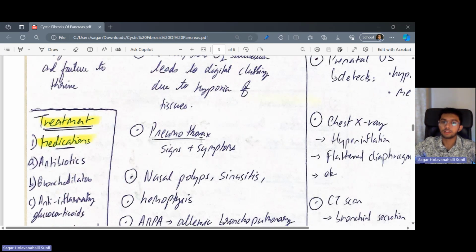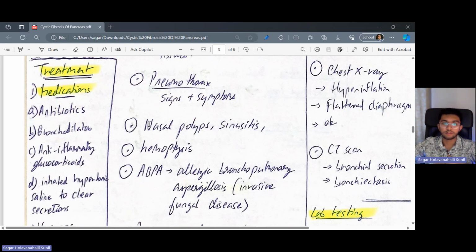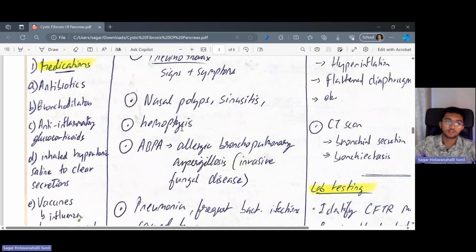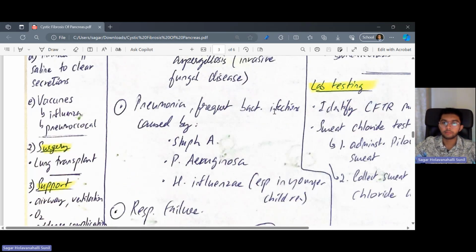There can be pneumothorax, especially if the mucus and the bacterial colonization eats away into the periphery of the lungs, and then there can also be escaping of the air from the alveoli into the pleural cavity because of that. Typical signs and symptoms: sharp pain, can radiate sometimes. And then there can also be an asymmetrical rise of the chest while breathing. There's nasal polyps, sinusitis. This is the chronic sinopulmonary syndrome, hemoptysis, then ABPA, allergic bronchopulmonary aspergillosis, where there's invasive fungal disease, and of course, pneumonia and chronic bacterial infections.